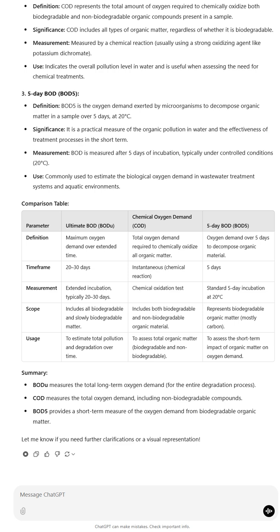Summary. BODU measures the total long-term oxygen demand for the entire degradation process. COD measures the total oxygen demand including non-biodegradable compounds. BOD5 provides a short-term measure of the oxygen demand from biodegradable organic matter.